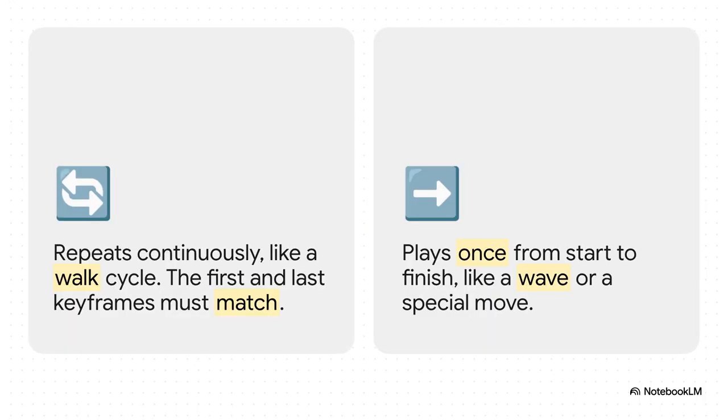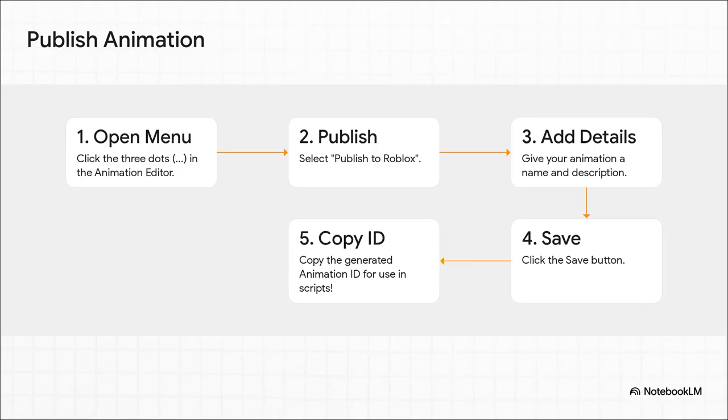Next up, looping. Some animations, like the wave we just made, should only play one time, right? But other things, like a walk cycle or a breathing animation, need to repeat over and over again. That's the simple difference between non-looping and looping. And here's a pro tip. For a really smooth, seamless loop, make sure your very first keyframe and your very last keyframe are exactly the same. So once your masterpiece is perfect, you need to publish it so your game can actually use it.